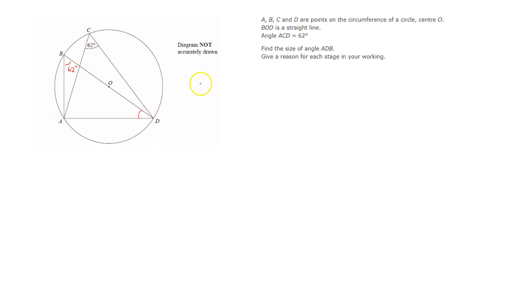So we can write that down then. So ABD is equal to 62 degrees, and that's because of angles in the same segment. So angles in a segment. To finish off this question, we will use another circle theorem rule, which is that the angle made by the diameter, so this angle here, is 90 degrees.